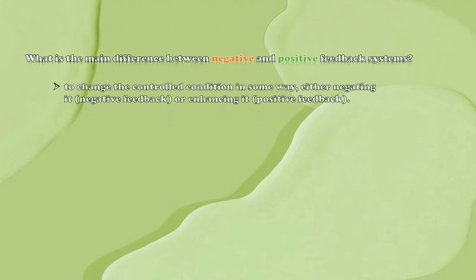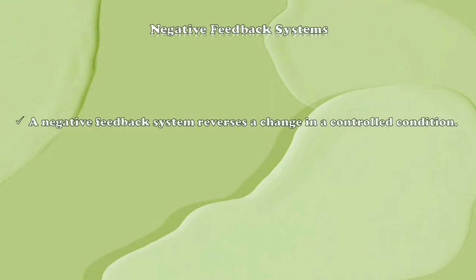Homeostasis has two different feedback systems: the negative feedback system and the positive feedback system. Now, what do you think is the main difference between negative and positive feedback systems? Feedback changes the controlled condition in some way, either negating it, known as negative feedback, or enhancing it, known as positive feedback. To explain more clearly, let's look at the meaning of the negative feedback system. As you have read, it reverses a change in a controlled condition.